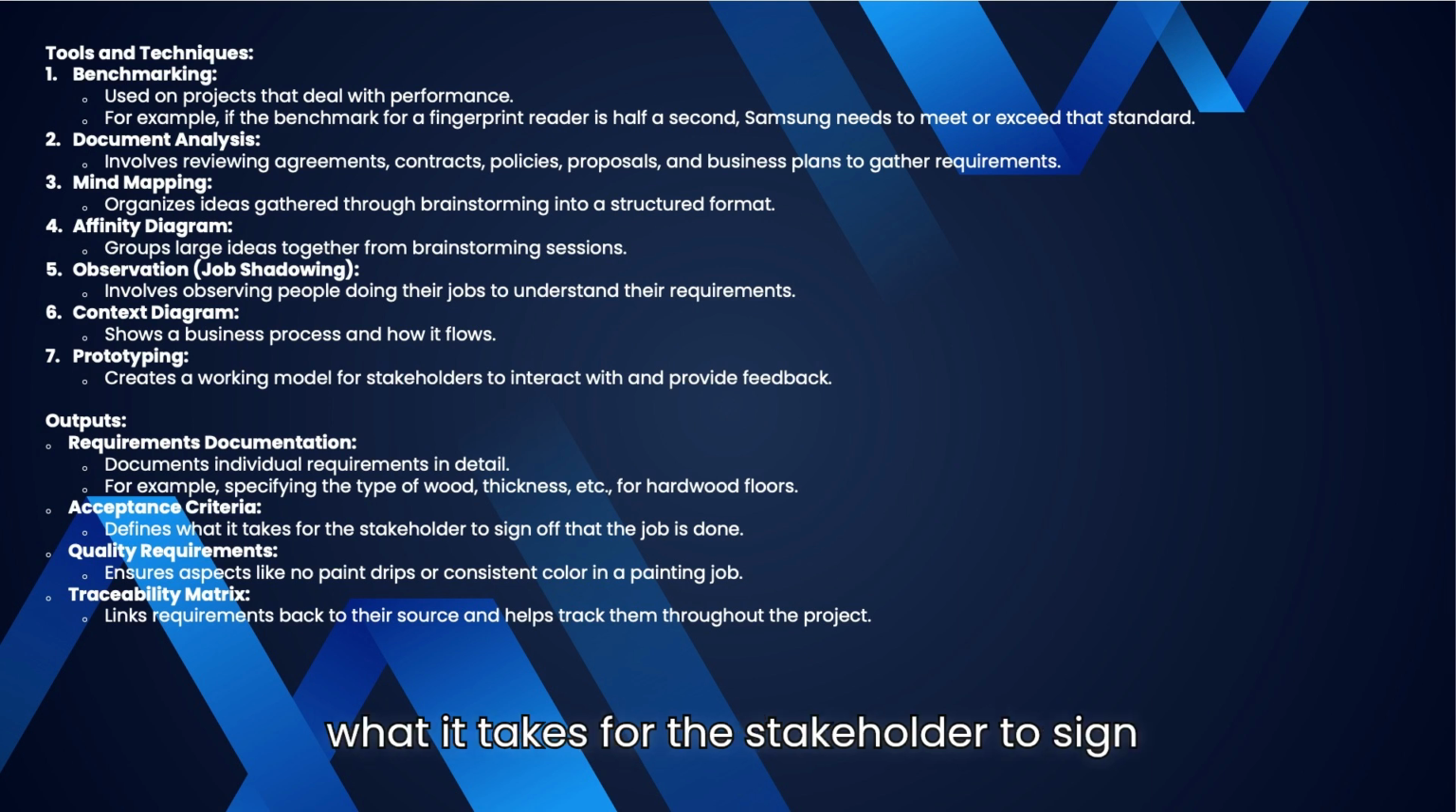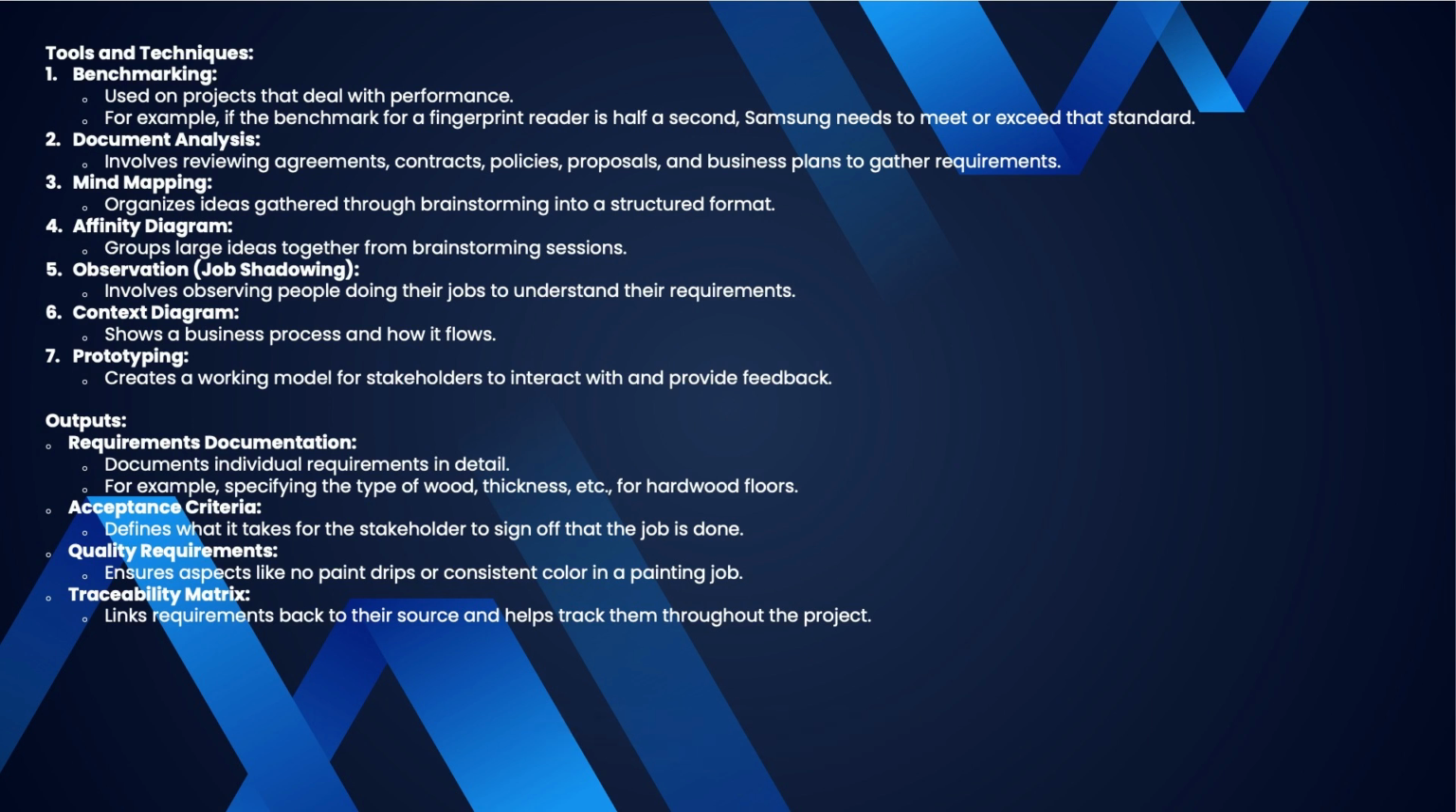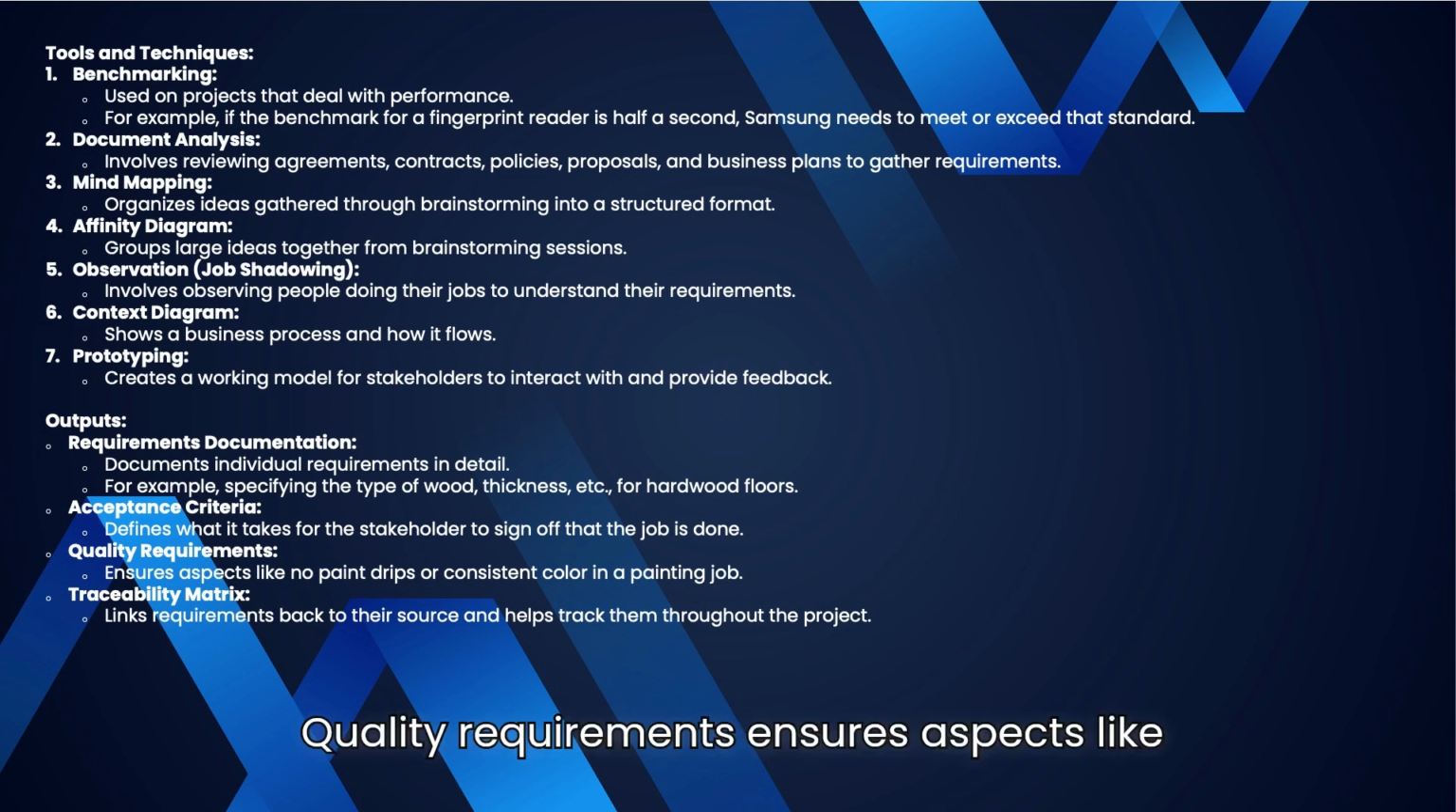Defines what it takes for the stakeholder to sign off that the job is done. Quality requirements ensure aspects like no paint drips or consistent color in a painting job. Traceability matrix, which links requirements back to their source and helps track them throughout the project.